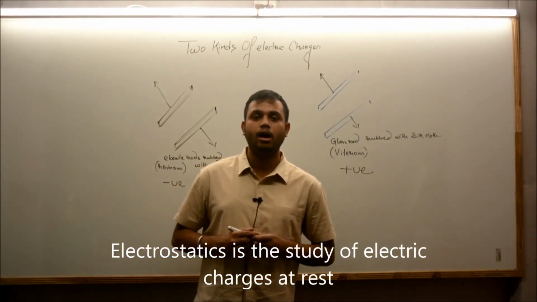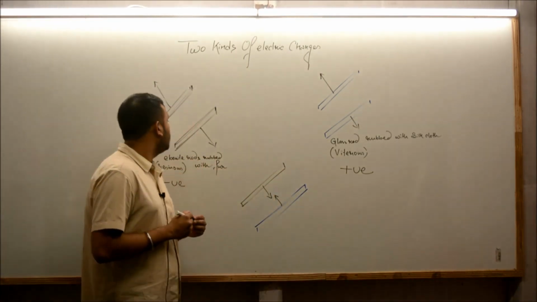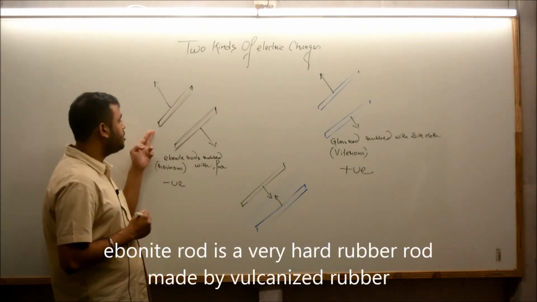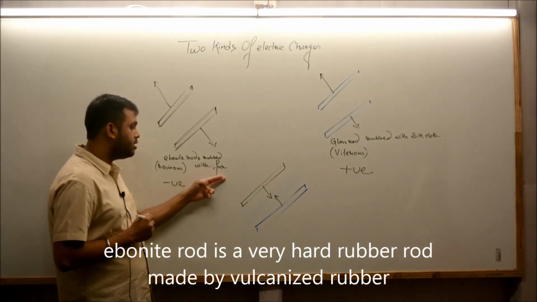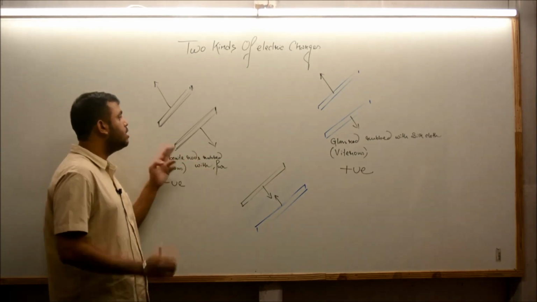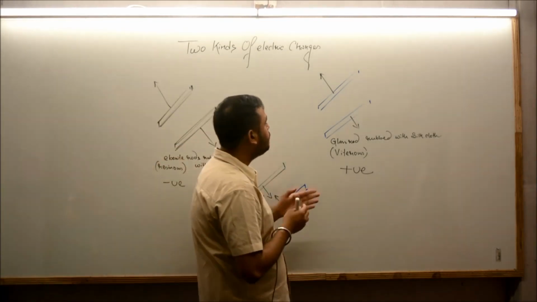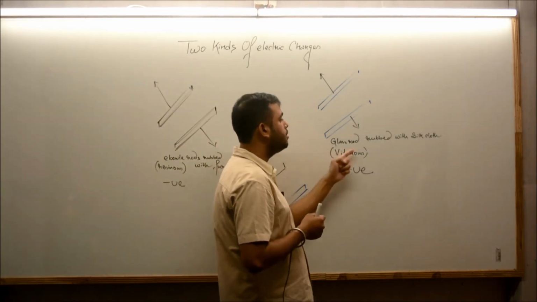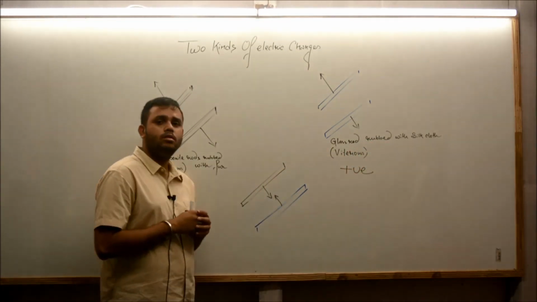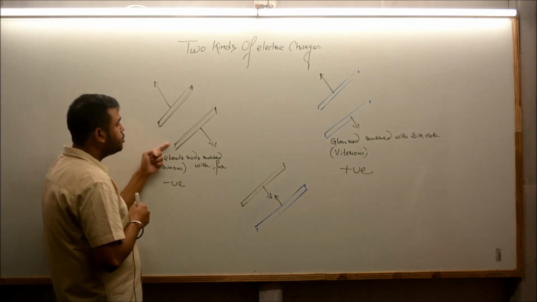Now we will see how scientists came to know that there are two kinds of electric charges. If we suspend two ebonite rods rubbed with fur, we will see that they repel each other. Similarly, if we take two glass rods, both rubbed with silk cloth, they are also found to repel each other. Here both of them are ebonite rods and both of them are rubbed with fur.